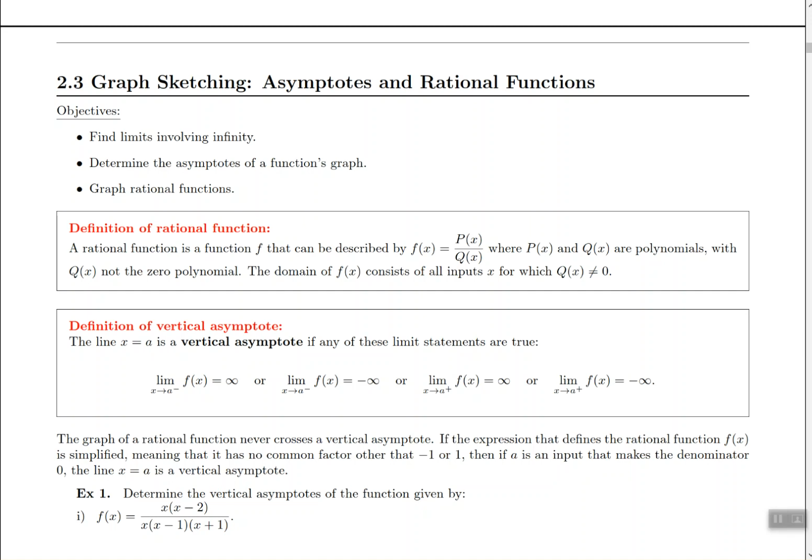Alright folks, so in this section we're going to learn how to sketch the graphs, kind of like what I've been doing at the end of every problem so far. But we're going to add an extra layer here, which is the asymptotes, and we're going to be discussing rational functions. So what is a rational function first of all?